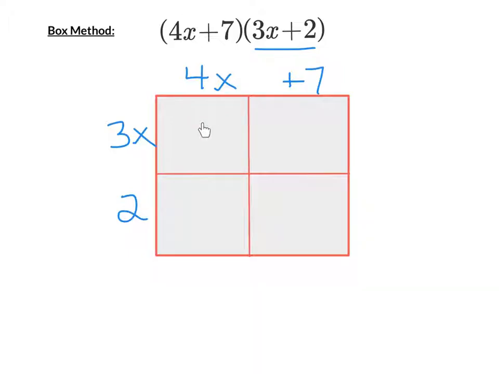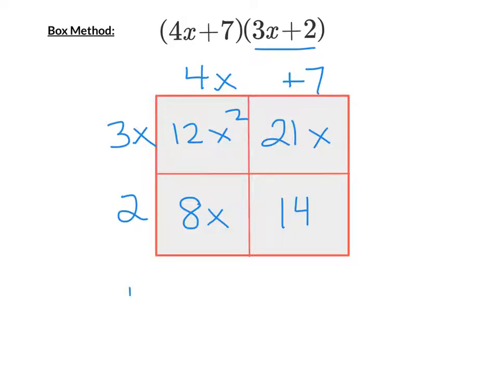In this box right here, I'm going to multiply the 4x by the 3x. That gives me 12x squared. Now I'm going to multiply the 3x by the 7, and I'm going to put that result right here in this box. That gives me a 21x. In this box right here, I'm going to multiply the 2 by the 4x. So that's going to go right here. That gives me an 8x. And then finally in this last box, I'll multiply the 7 by the 2, and I'll write that quantity right here. Now it's just a matter of assembling my final answer.